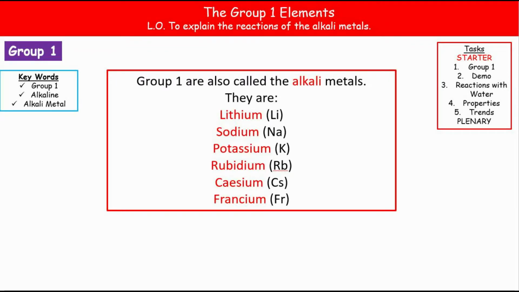Okay, let's double check to make sure we got all these right. Obviously, tick it if you did. If not, write in the correct answer so you do have the correct set of notes in your book. So group 1 are also called the alkali metals, and they are lithium, sodium, potassium, rubidium, cesium and francium. So give yourself a total out of 7 for all the bits you got right there.